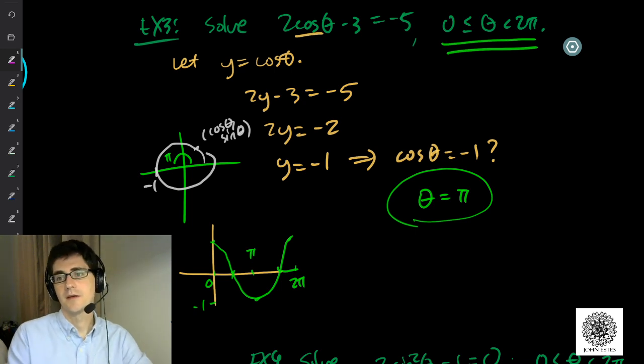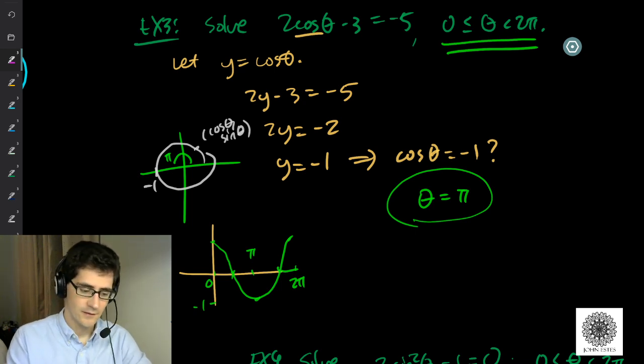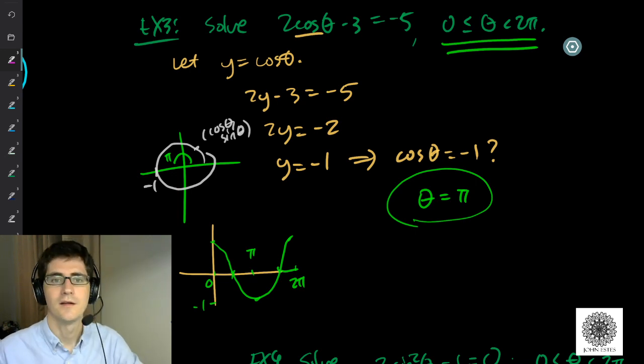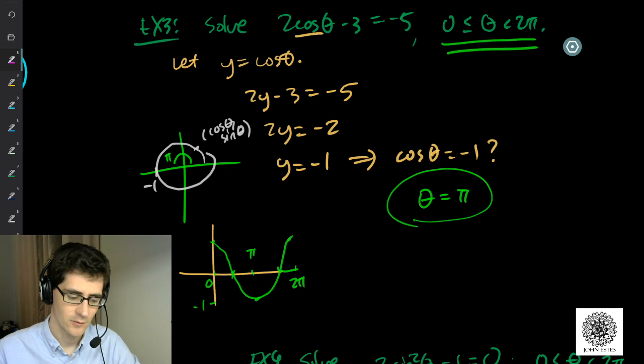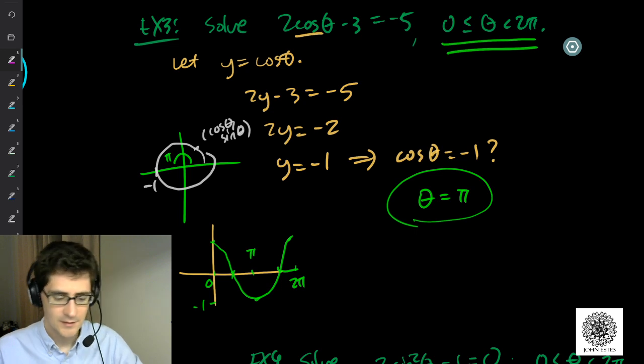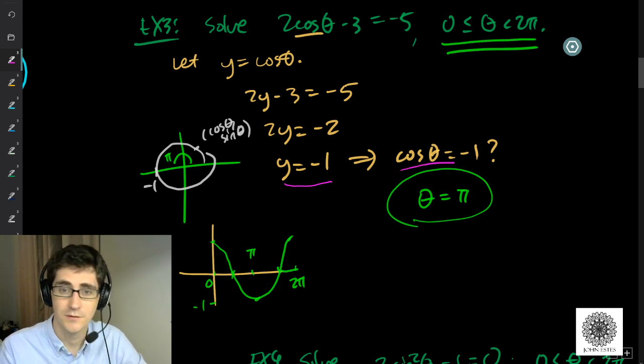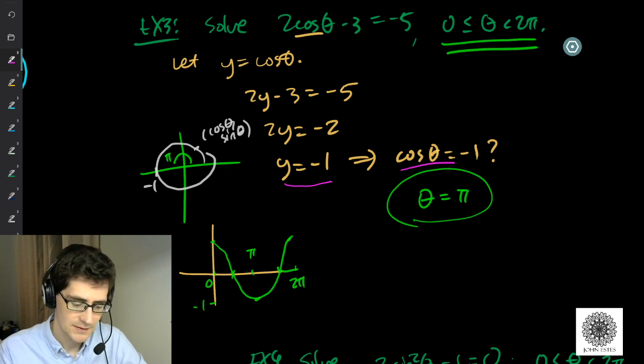And what we said is, look, it's very often valuable to let y be cosine theta, and then we can make this into an algebra equation. And so that's what I did. I said y equals cosine theta, then I just solved for y, and then I popped back in. From here to here, I said y is -1, and now let's go back to saying that cosine theta equals -1. When does cosine equal -1? Only at the value pi. That's the only time.